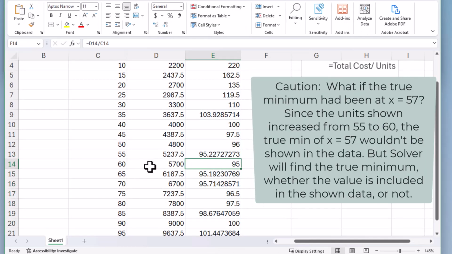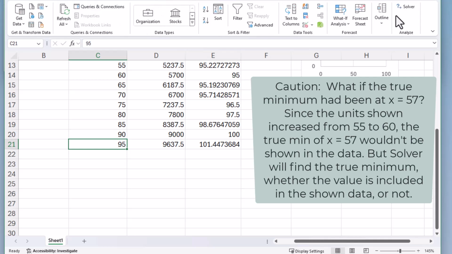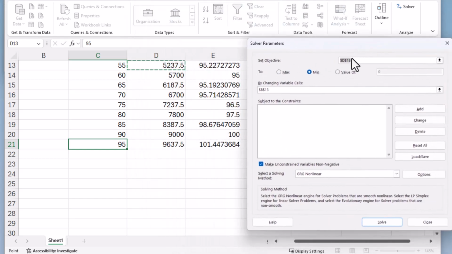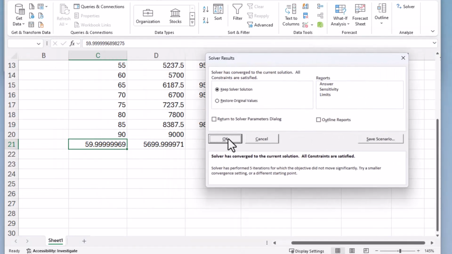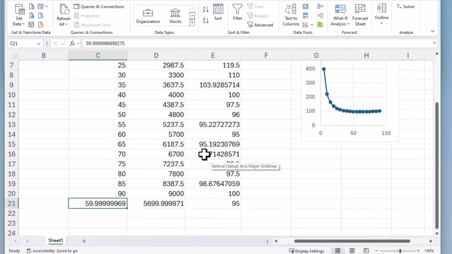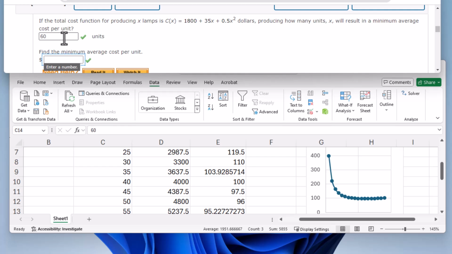And it was here. I could also take one of these lines and pull up Solver, and ask Solver to find the minimum for the average cost by changing the value of the units. And it finds essentially 60 and 95, which was right there. Okay, so the minimum happened at 60 units, and the minimum value of the average cost was $95.